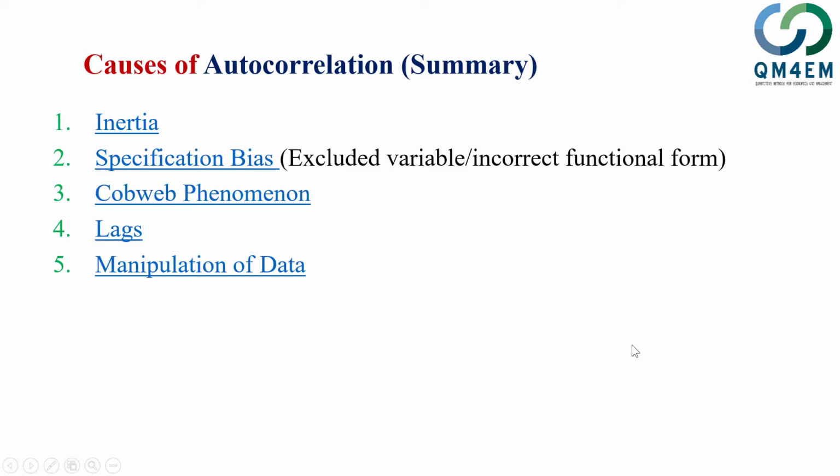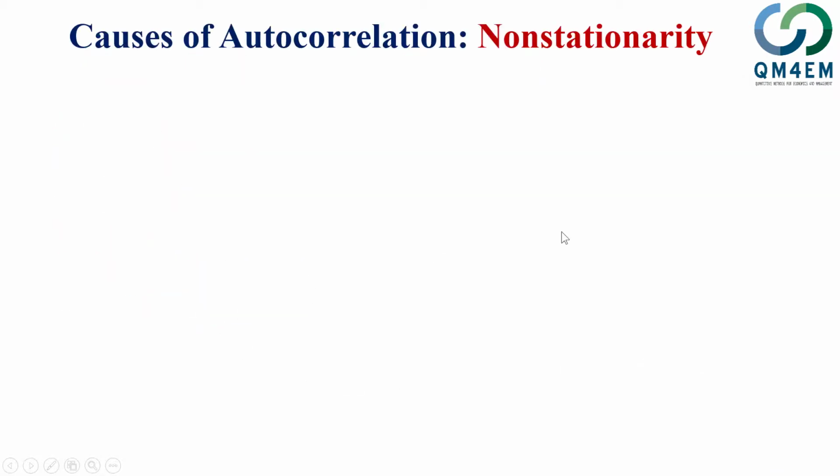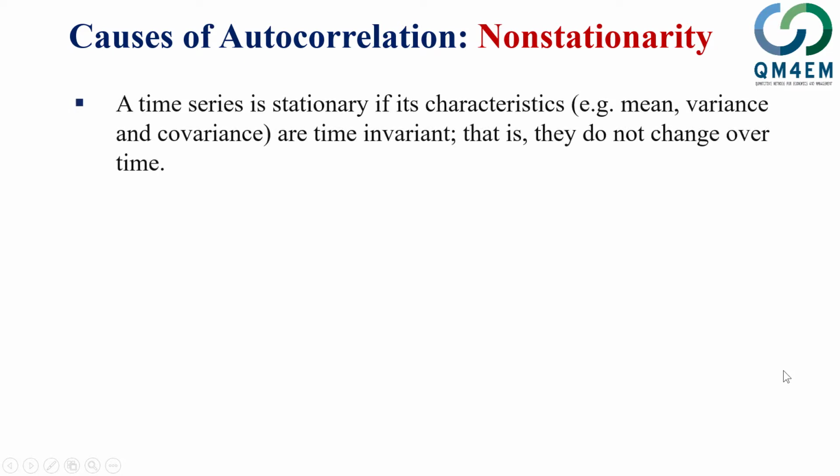Then the sixth one is non-stationarity. That's a very technical term, so let me explain it. A time series variable is called stationary if its characteristics, the mean, the variance, the covariance, are time invariant, when they do not change over time. We call such a time series a stationary time series.